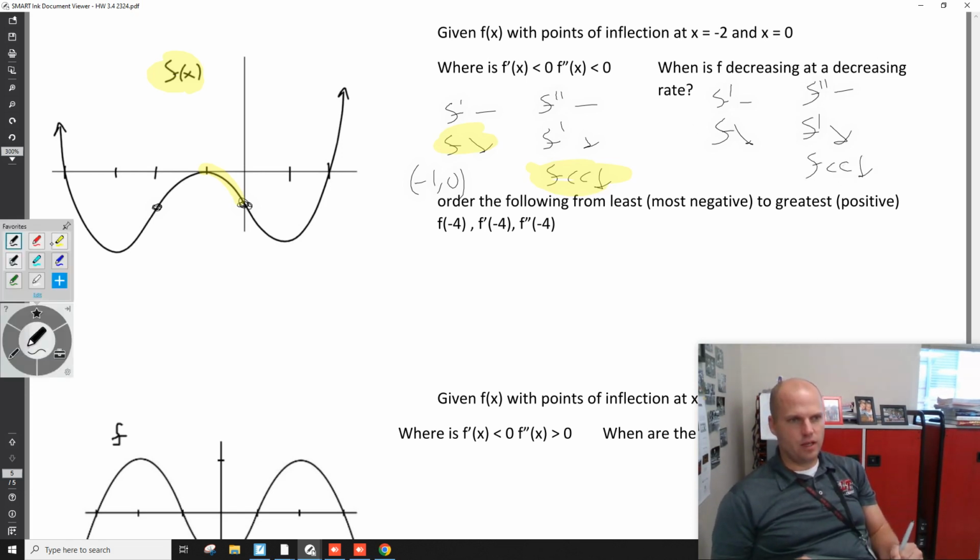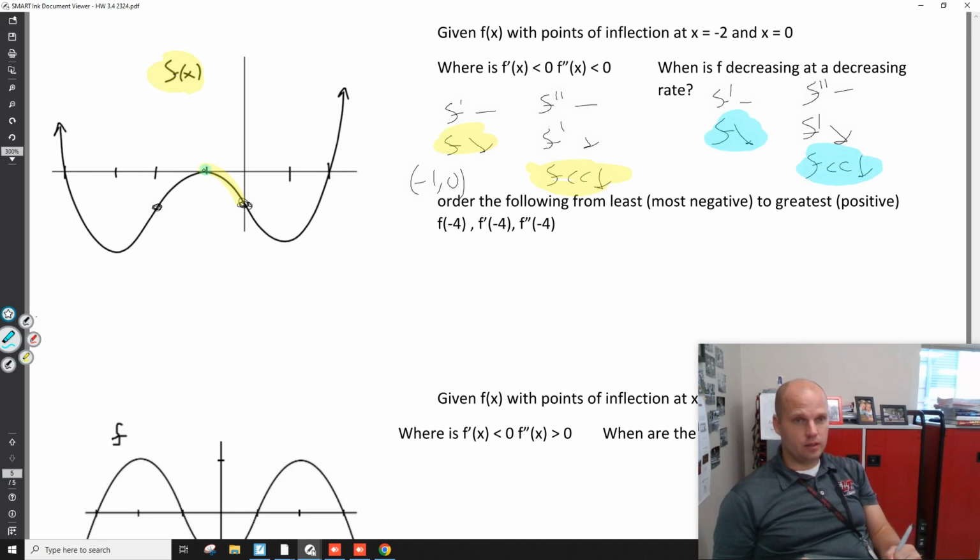You could look at when F, since this is the graph of F, when is F going down and when is F concave down? So important to label things correctly. It's the same question. Going down and concave down. Should have picked that up.